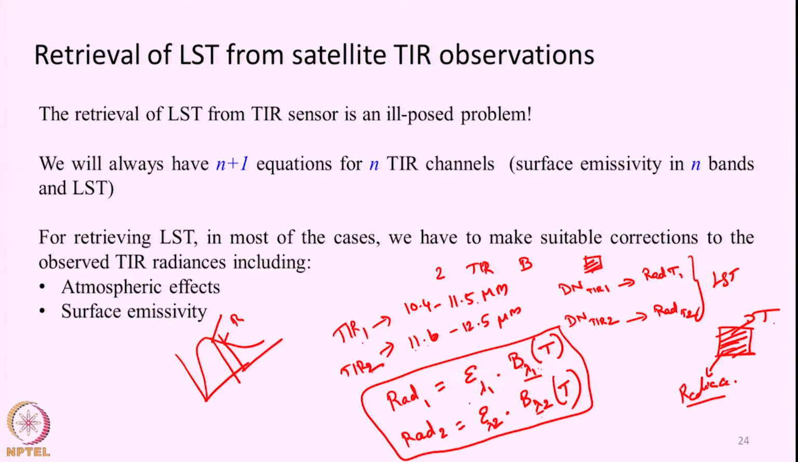Point number 2, emissivity also will vary with wavelength. I said emissivity is spectrally variant. So, emissivity is different. Now, look at this equation. Radiance is equal to emissivity times Planck's function of temperature T. At two bands I have written this. Temperature T is the same. So, this is one unknown. What I have to calculate, my interest, is this temperature T.